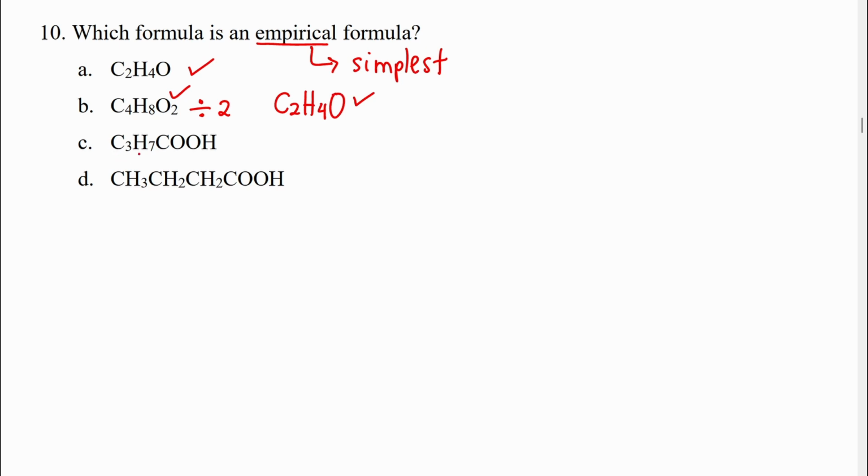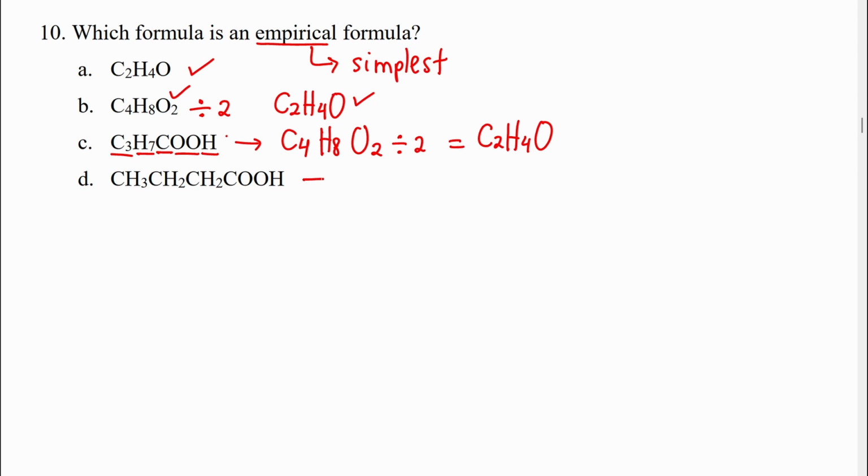Next, C3H7COOH. So what is this? So this is actually C4 because C3 plus 1C, right? And how many hydrogen? 7 plus 1. So H8. How many O? O2. So you still can divide by 2. So it will become C2H4O. Okay? This is not the empirical formula but molecular formula.